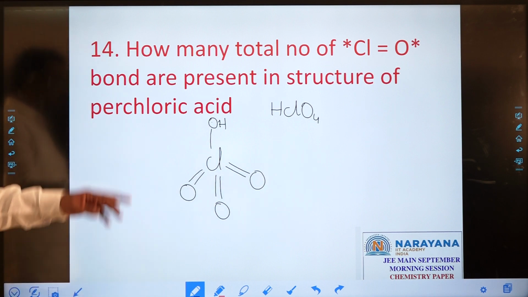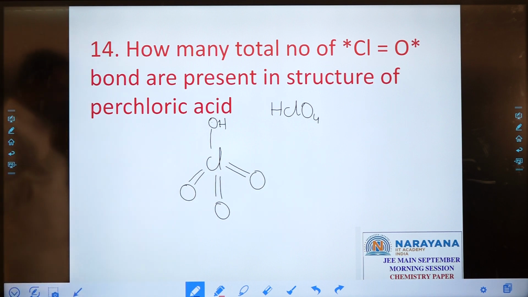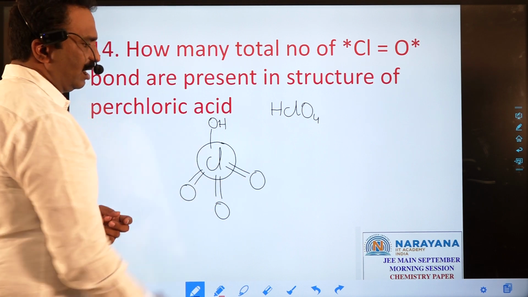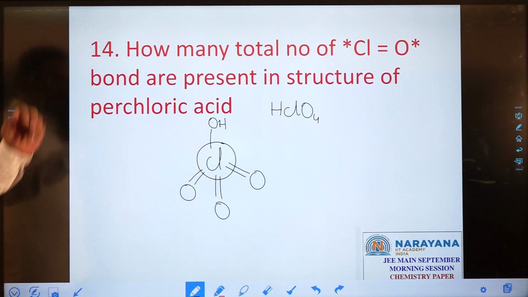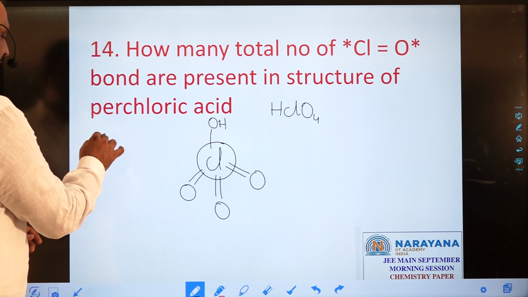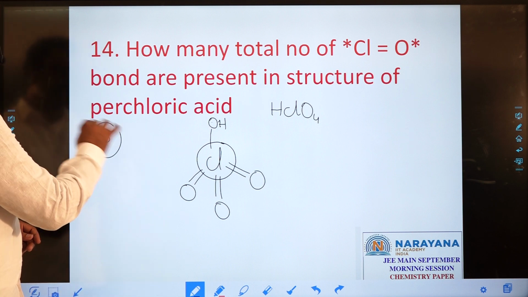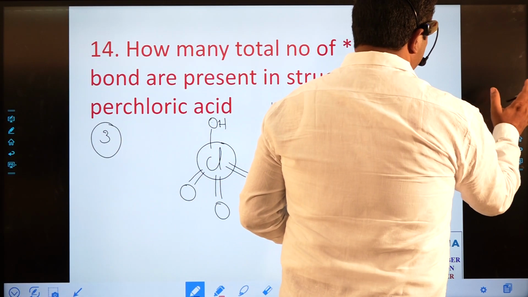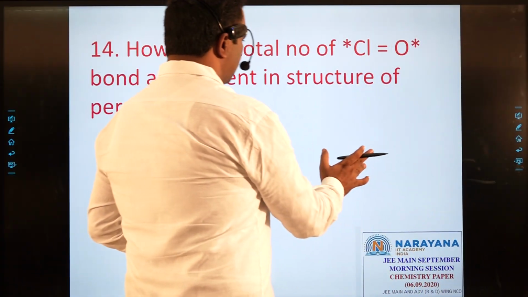So there are 3 Cl=O. This is with sp3 hybridization of chlorine. We have tetrahedral geometry. So answer for this question is 3. 3 Cl double bond O groups. Let me go for the next one.